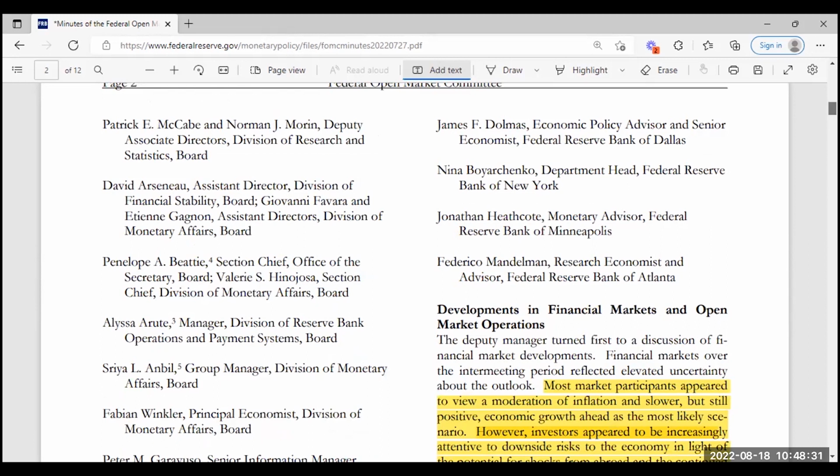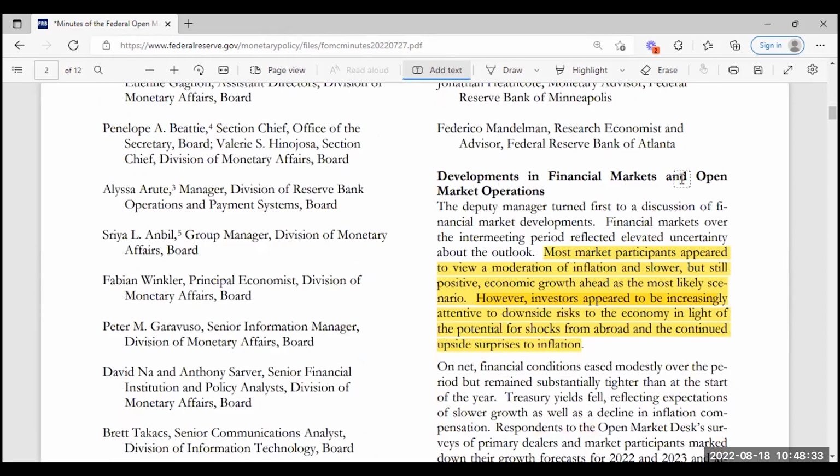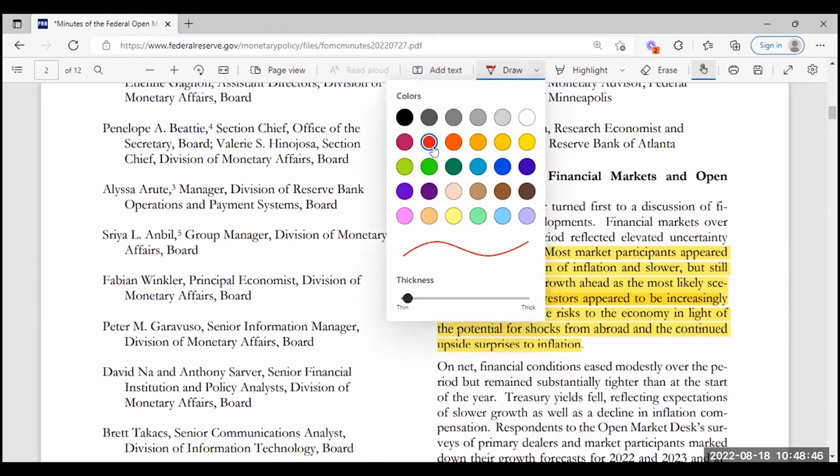Right, so it starts off with developments in financial markets and open market operations. Most market participants appear to view a moderation. Listen, guys, this is the Fed words now. This is important, bro.